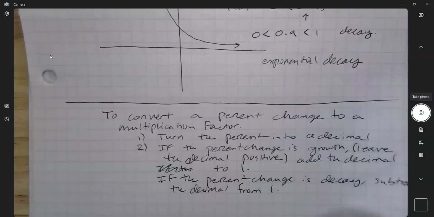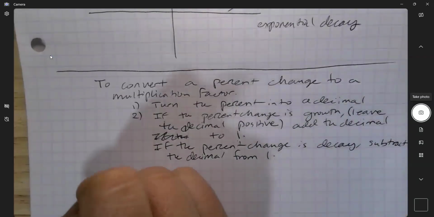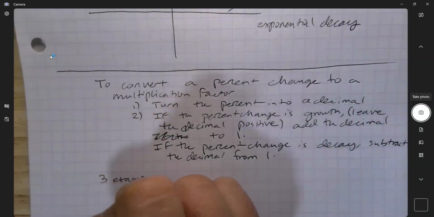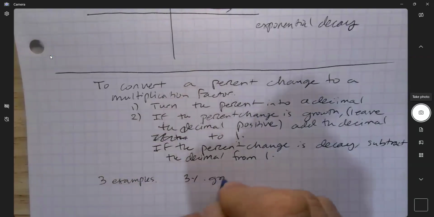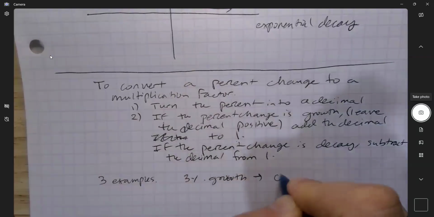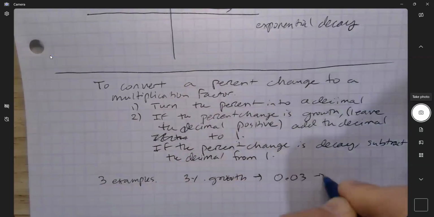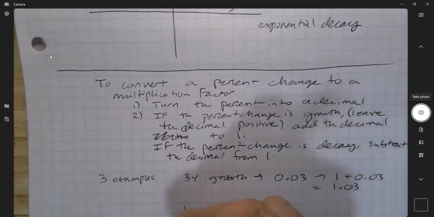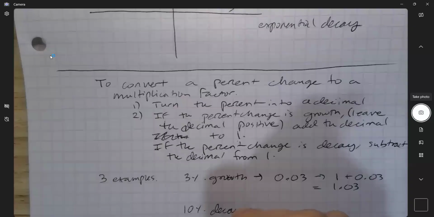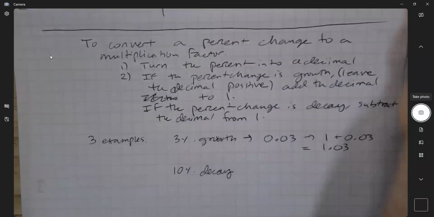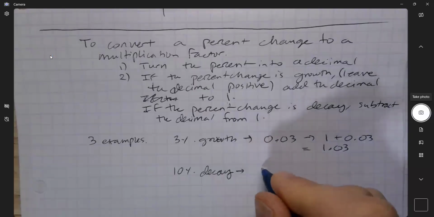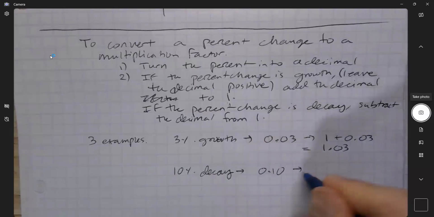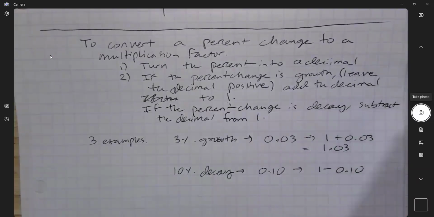So I'll give you 3 examples. 3% growth becomes 0.03, and we add that to 1, and we get 1.03. 10% decay, right? Like if I eat 10%, that's going to be 0.10, and I'm going to subtract that from 1, and I get 0.9.